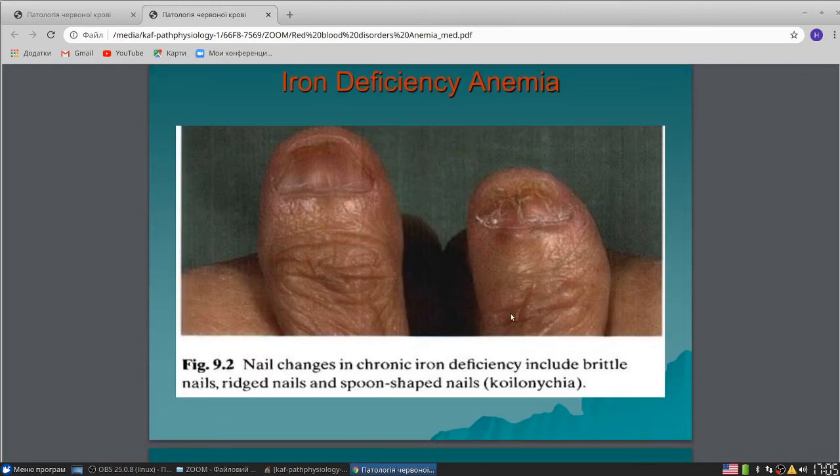In iron deficiency anemia there will also be nail disorders, nail changes in chronic pathology, which include brittle nails, ingrown nails and spoon-shaped nails, koilonychia.